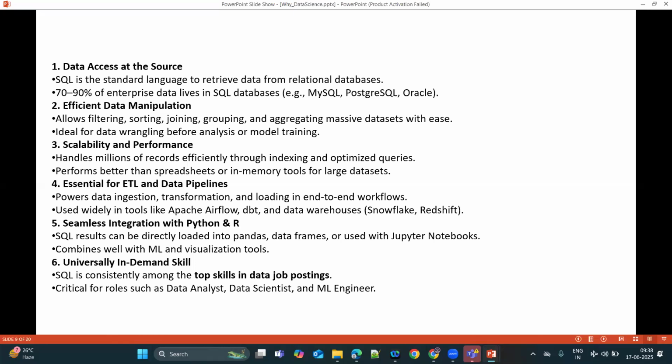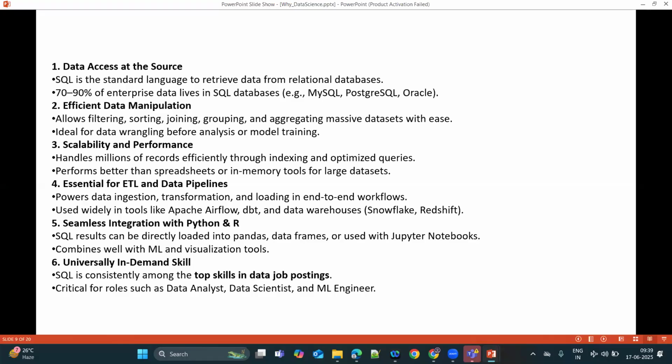By using a query language, we can allow filtering and sorting of the data. We can join multiple tables, group the data as per our convenience, and do aggregation and whatever it may be on a large amount of data. Sometimes by using simple Python alone, we can't do heavy aggregation and joining of the data, but by using a simple query language, we can do these types of things.